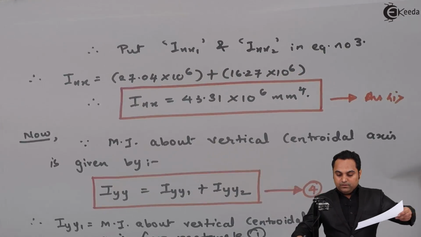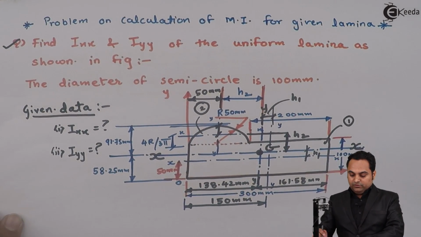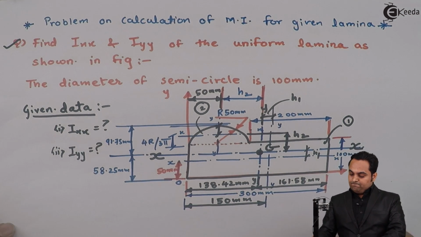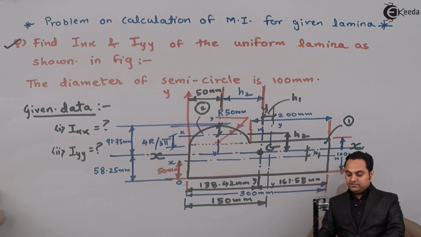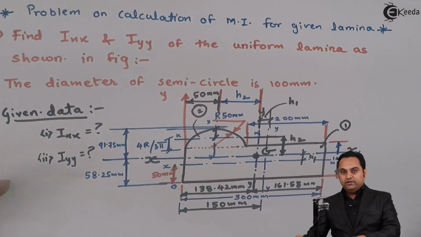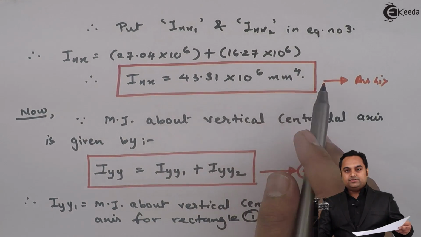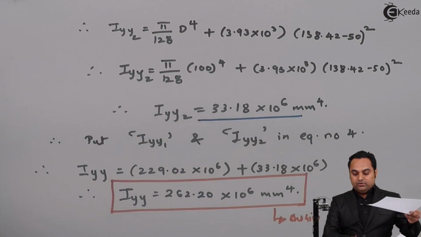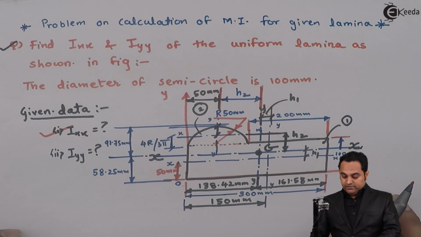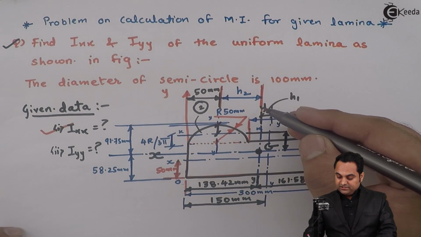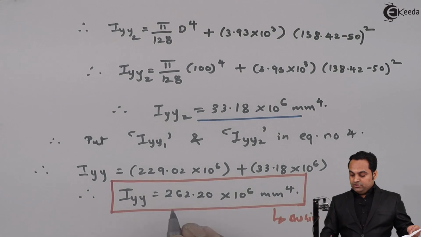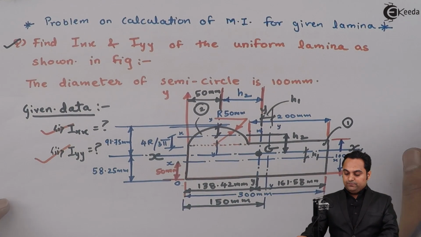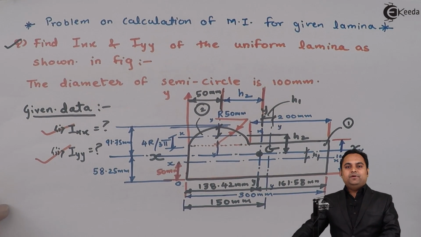Now, if we look into the question, there were two things asked, Ixx and Iyy. Ixx is the MI for the complete section about its x-axis. We have found out the value. It is 43.31 into 10 raised to 6 mm raised to 4. Ixx is done. Next, we had to calculate Iyy, that is the MI for the complete section about its y-axis, and that answer is 262.20 into 10 raised to 6 mm raised to 4. And once we have solved both the questions, we can say that the problem has been completed.